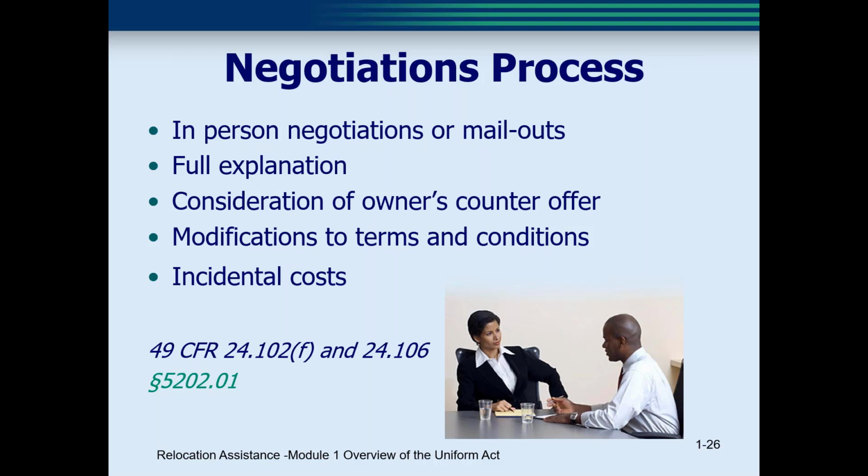Owners have to be given a chance to consider the agency's offer. The owner may have some information relevant to the value of the property, or they may suggest altering the terms and conditions of a proposed contract. Negotiations should always involve a give and take, and the agency must consider all of the owner's counteroffers. Owners in Ohio have a minimum of 30 days to consider the acquisition offer before an agency can file for appropriation.